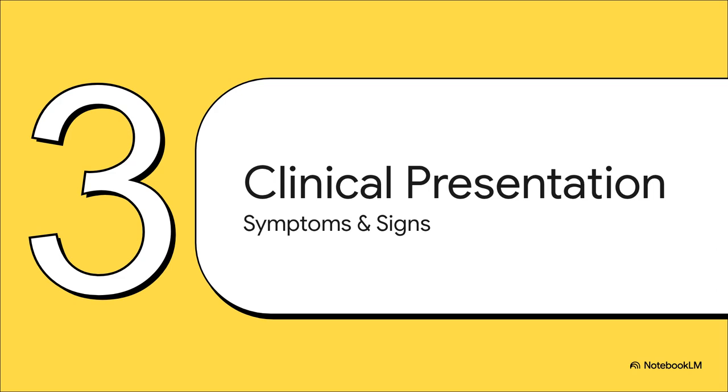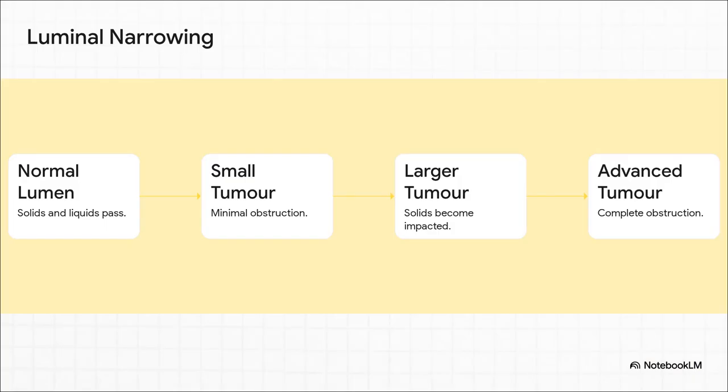Let's jump to Section 3, Clinical Presentation and Symptoms. Think about this mechanical progression for a second. We go from normal swallowing and a nice wide lumen to a larger tumor where solid food starts getting impacted, and eventually to an advanced tumor causing near-complete obstruction where even liquids get blocked. This timeline, progressing from solids blocking to eventually liquids blocking, is one of the absolute strongest clinical clues we have of a mechanically obstructing esophageal malignancy.